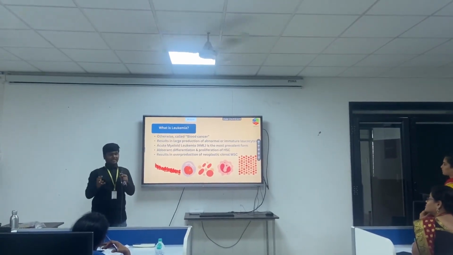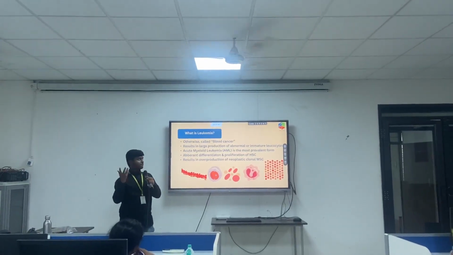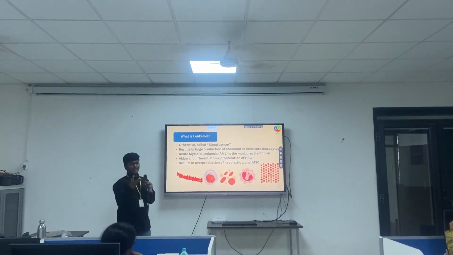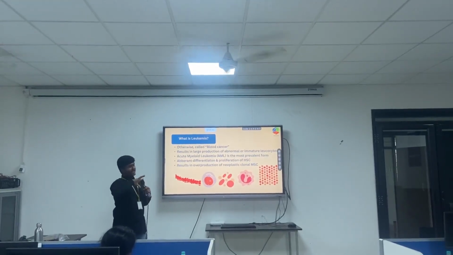So what is leukemia basically? You probably know that leukemia is nothing but blood cancer. This is due to large production of abnormal or immature leukocytes. Leukocytes are nothing but the white blood cells present in your body. There are several types of leukemia.